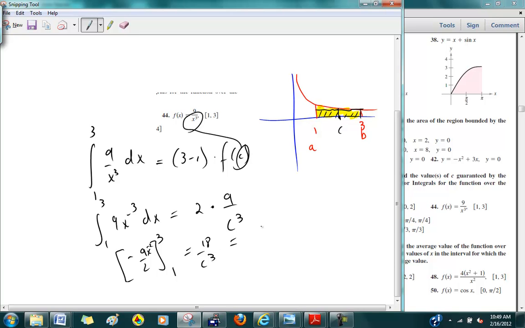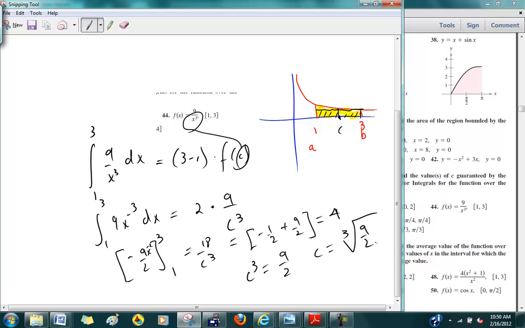If you evaluate this by plugging in 3, you get a minus a half, and then subtract, and then a plus 9 over 2. First you put in 3, so you get 3 to the minus 2, which is 1 over 9. The two 9s cancel to give you a minus a half. Then when you do this bottom limit, you're going to stick a negative sign, so that negative and this negative become a positive 9 over 2, and so this gives you a 4, so c cubed equals 9 over 2, and c is equal to the cube root of 9 over 2.